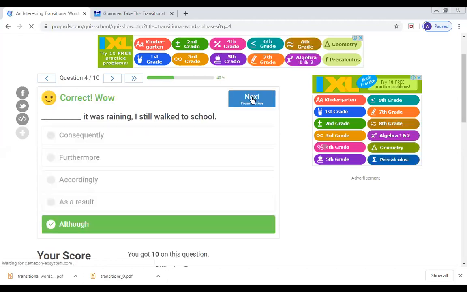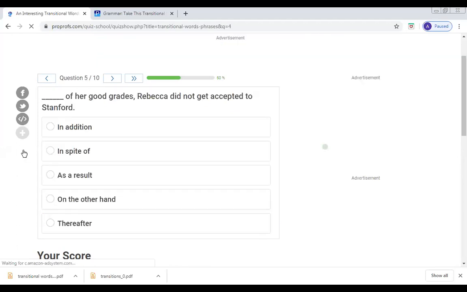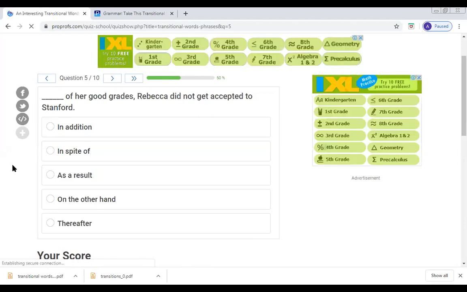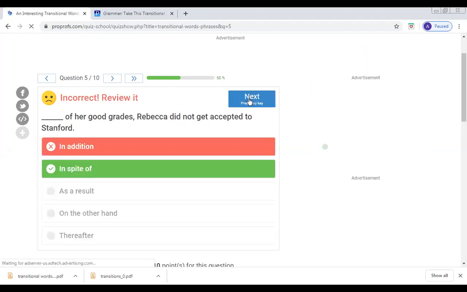I'm going to repeat once so I can focus. What about that one? In spite of. In addition. In addition, yes, in addition. In spite of him. In spite of. As a result, and in spite of. In spite.